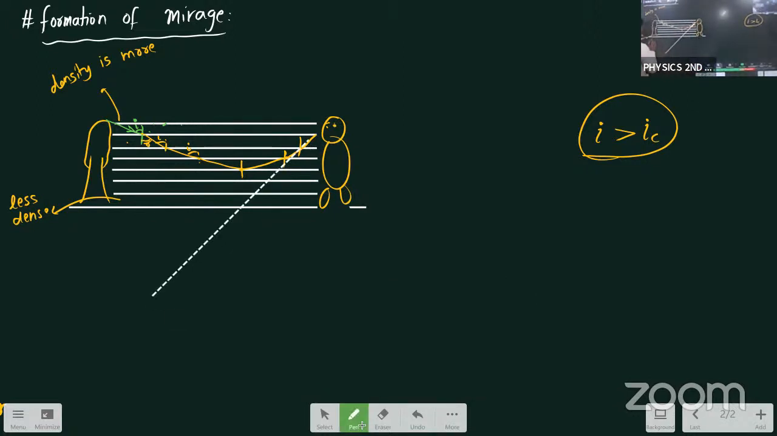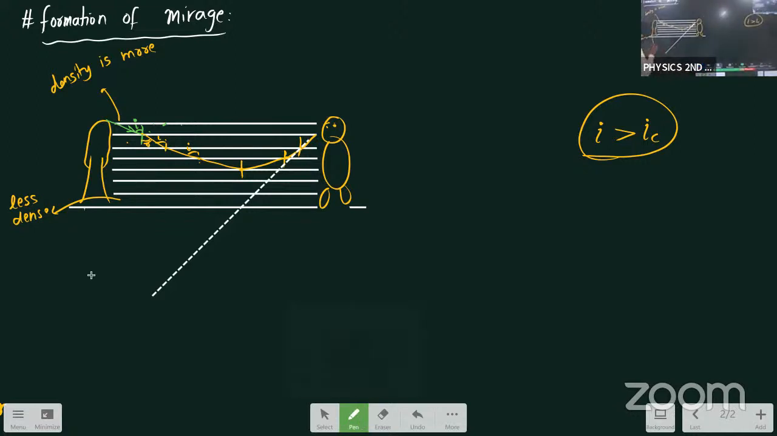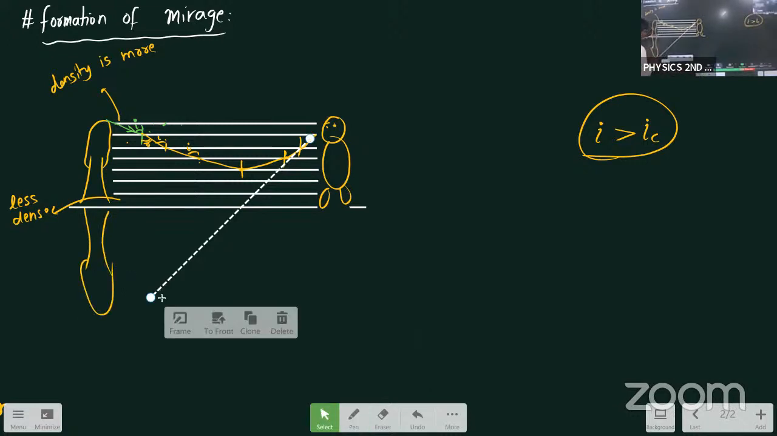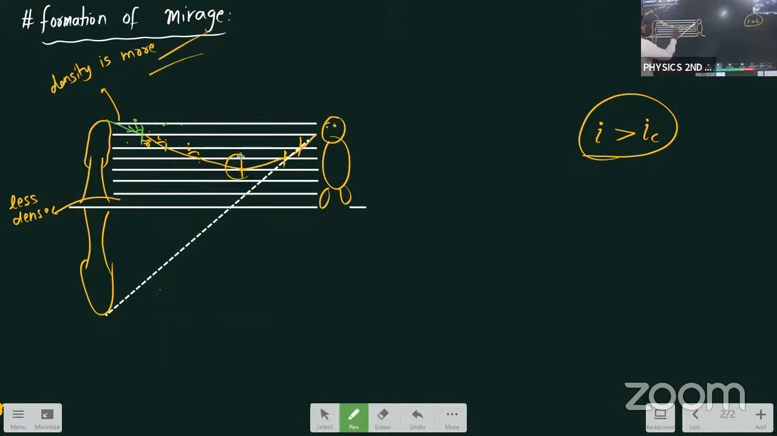So he will see the image of this tree. He will see the image of the tree somewhere here like this. I hope even though there is no water here, still we will be able to see the image. This is because of the phenomena of what? Total internal reflection.